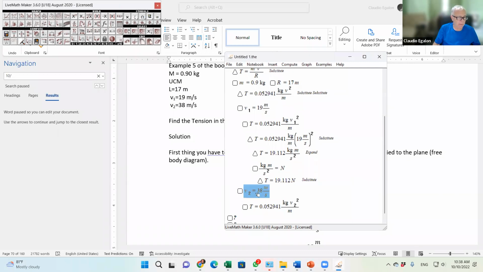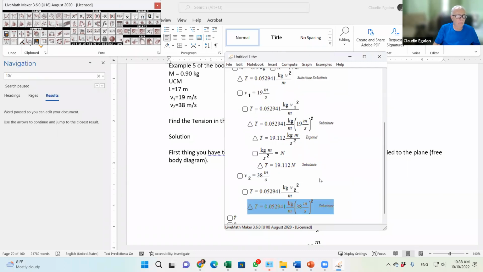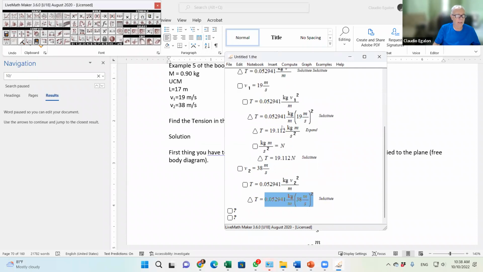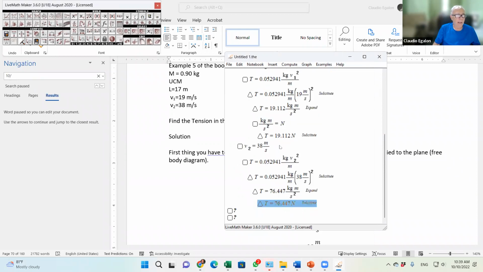What about the other speed? Let's substitute V2, expand. 76 newtons. Like I told you, it's fourfold, right? Four times. We double the speed, and the force increases fourfold.